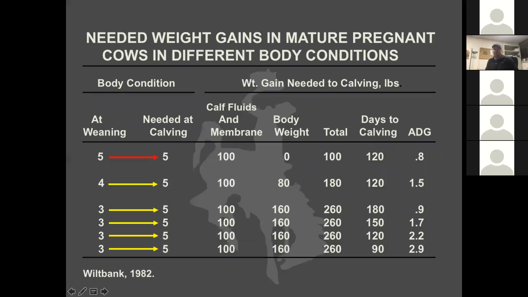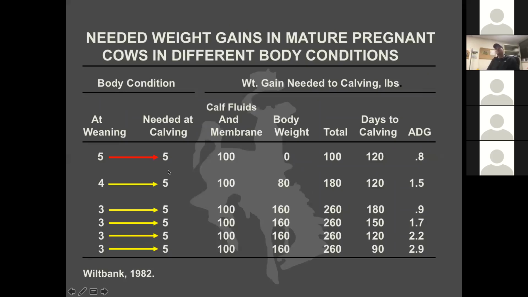So maybe I'll just do a couple more slides here. This chart here is from old data. We actually put this together when I was at Purdue, and to me, it's a pretty cool chart, and I'll explain why.